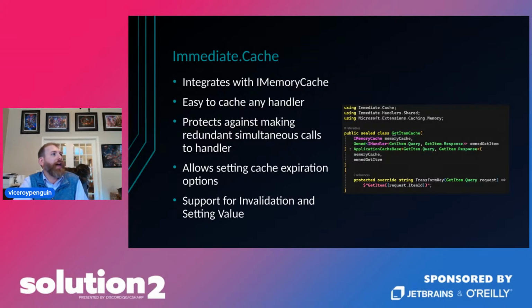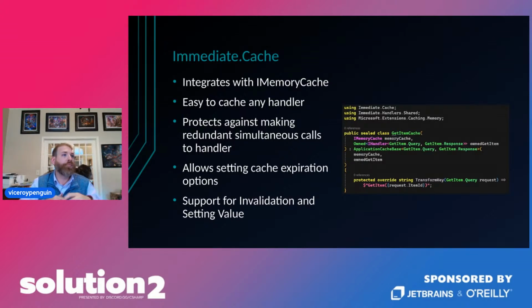So the idea here is that you can automate connecting the results of a handler, or the calling of a handler, with IMemoryCache. And this base class will automatically protect against calling the handler more than once. So if you have a handler that takes 3 seconds, you don't have to worry about it. This will automatically protect against running that more than once at a time.